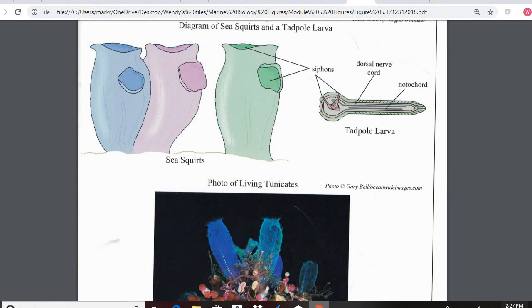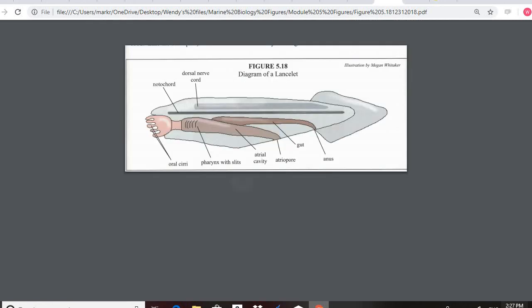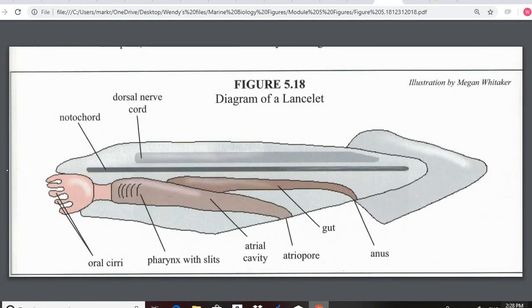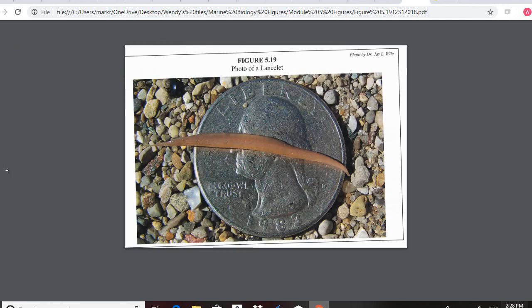These are from the subphylum of the Chordata. We have sea squirts here, and here's a lancet. And the last picture I think I have is a lancet, and you can see its size relative to a quarter. Okay, so that's going to finish up the material for Module 5.